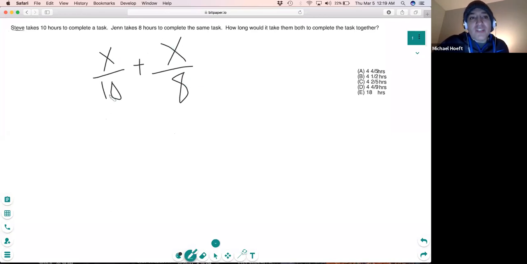So the number of hours total combined is X. It's going to be X over 10, Steve's time to complete the task. Jen's 8 hours to complete the same task is X over 8. Add those up. Equals, how long would it take them both to complete the task together?